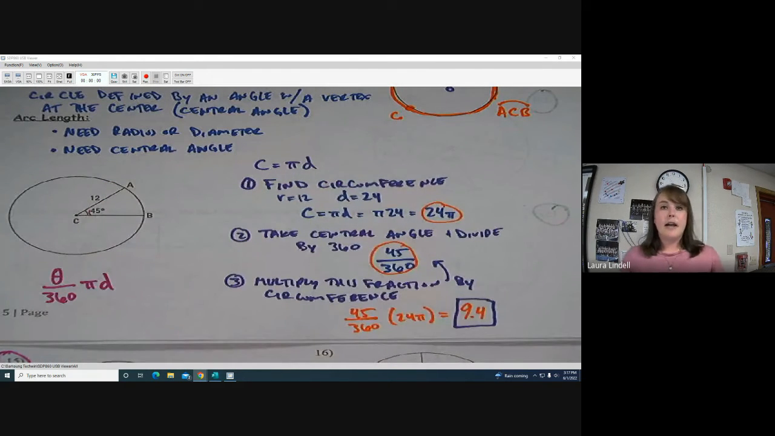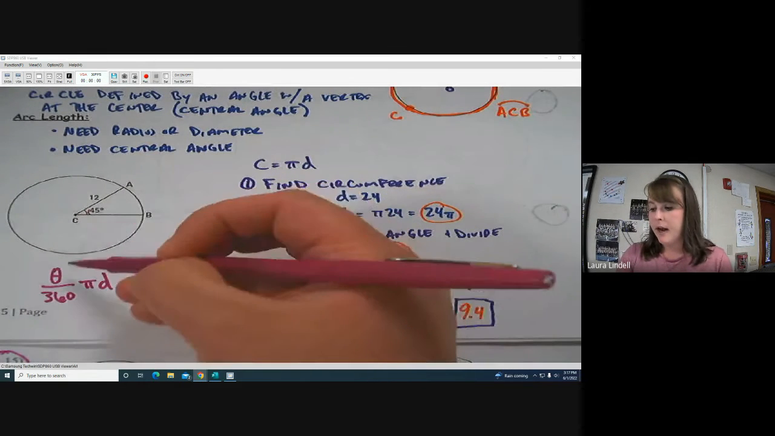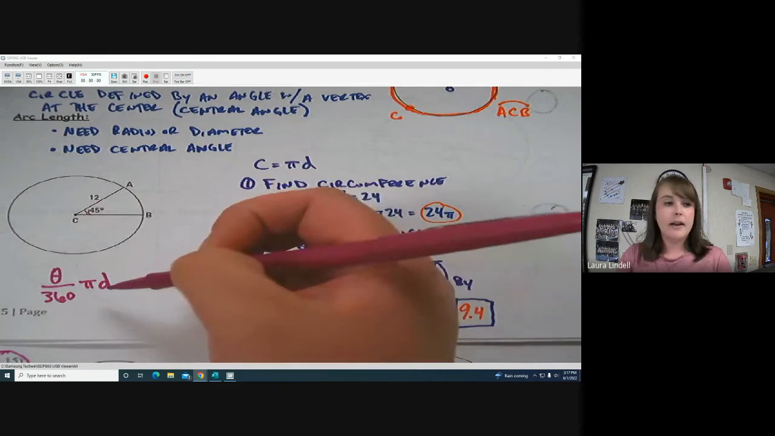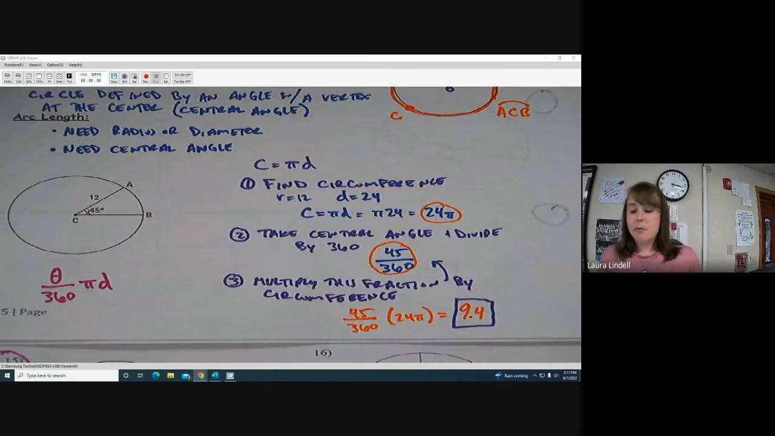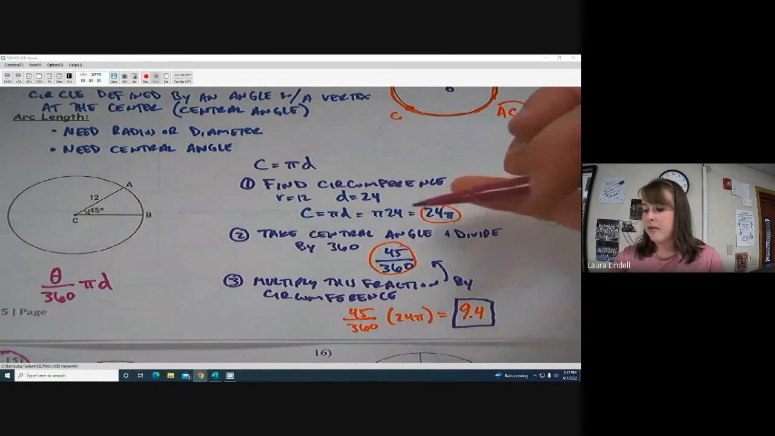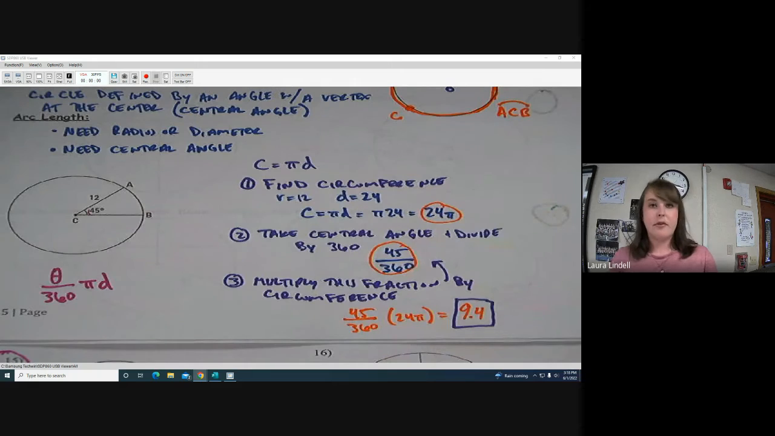So if you like doing it the formula way better, great. If you like just taking the angle and plugging it in, taking the diameter and plugging it in, great. If you prefer this way of find the circumference and then multiply by the fraction of the circle that you want, it's the same exact thing. It's just the logical process, the way you think it out might be a little bit different.